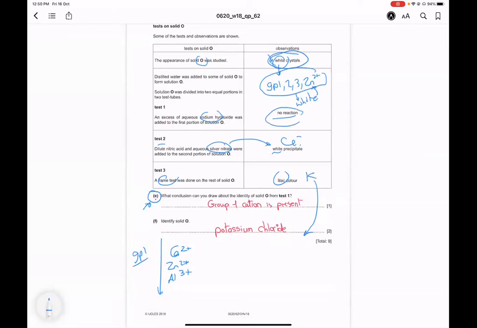But if he said that it doesn't give anything with sodium hydroxide, then it's not in the table of cations. In the table of cations, we have group 2, and we have group 3, and we have zinc. So it definitely should be a cation from group 1, which is true because it came out to be potassium.